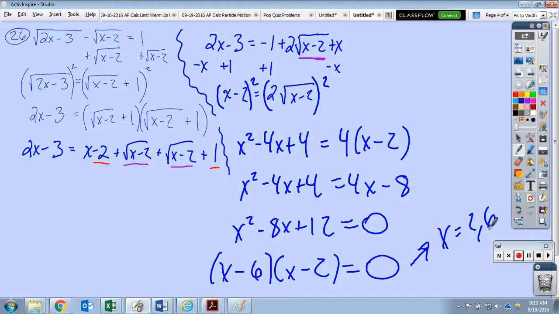And then we have to remember to check these. You have to check these.